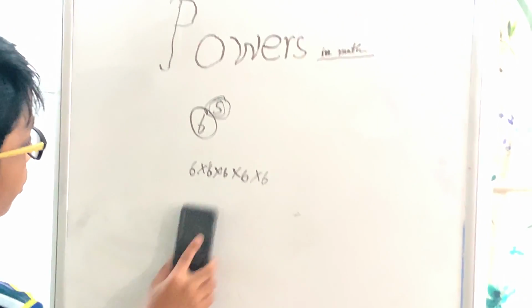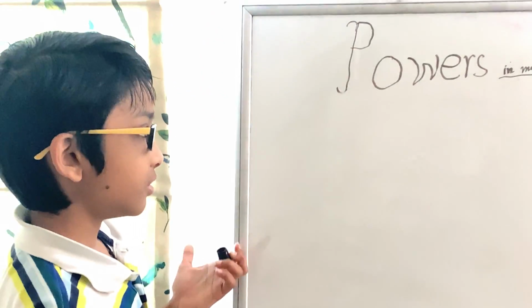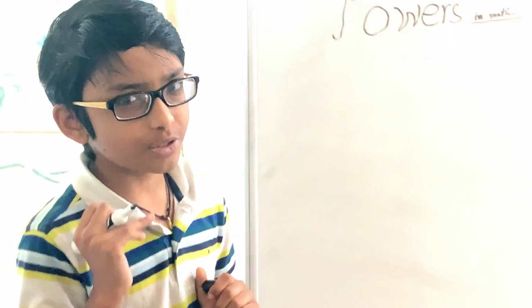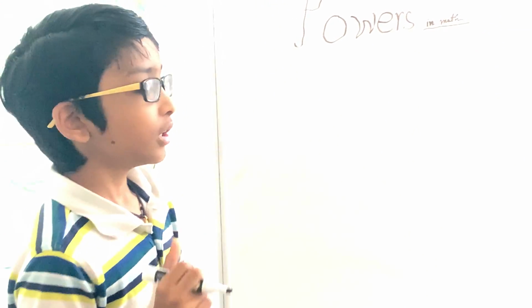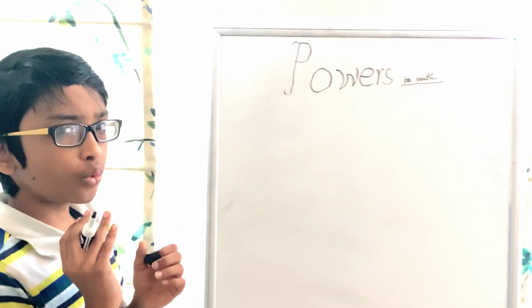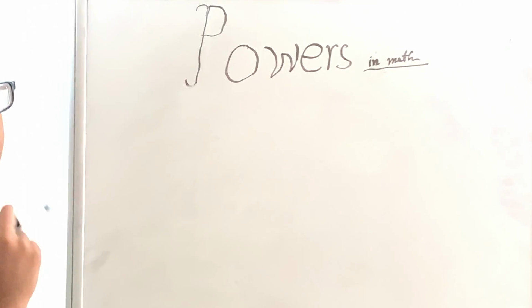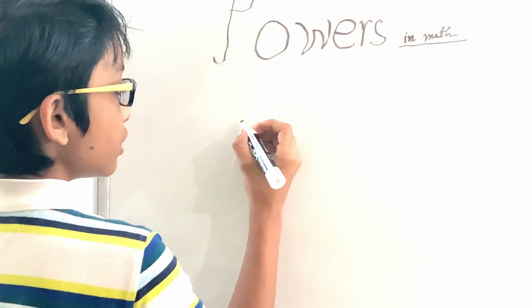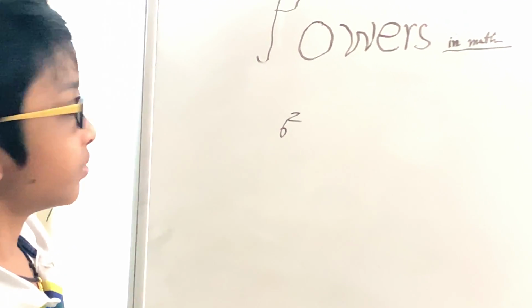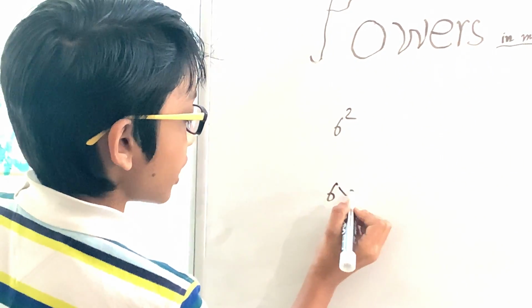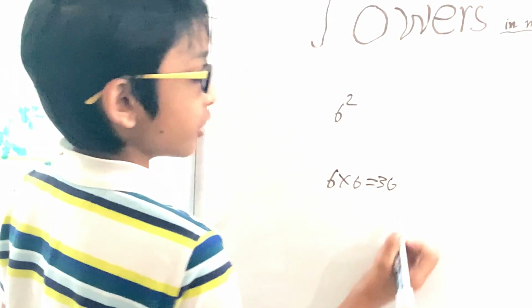So those are the ways of writing exponents. But what about solving exponents? You know what a square is, right? If you don't, I'll tell you now. Square numbers are numbers with the power of 2, like to the second power. Let's say 6 to the second power. This means 6 times 6 equals 36.